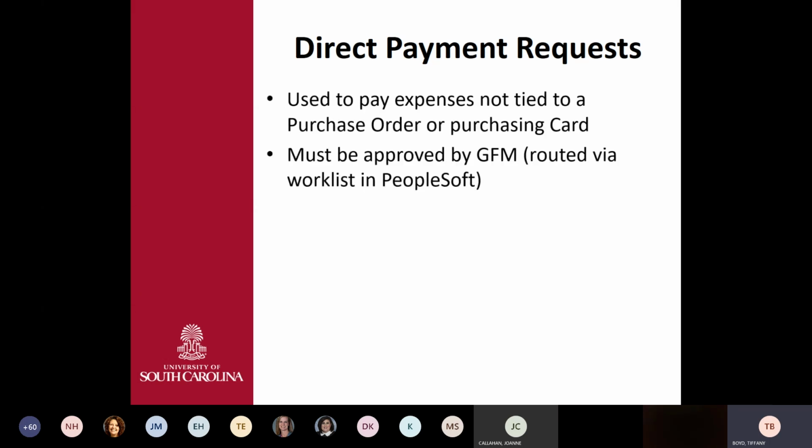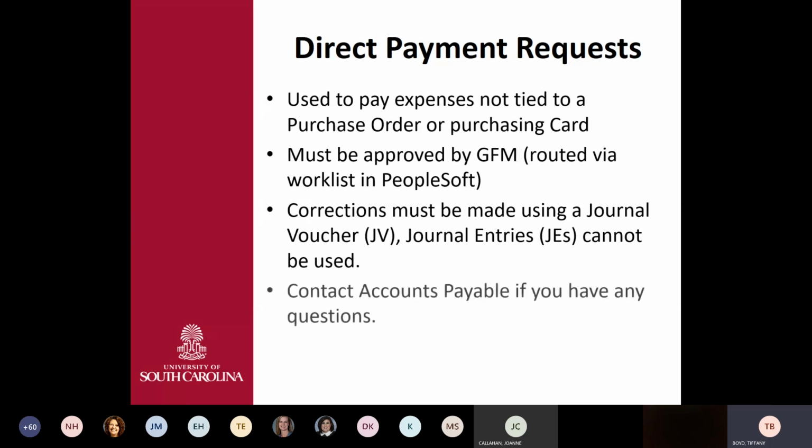So then that takes us to direct payment requests. These are used to pay expenses not tied to a PO or a purchasing card. These come through PeopleSoft, and these come through the work list. And so GFM, your PAA, will see all these expenses and have to approve before they actually hit the grant.